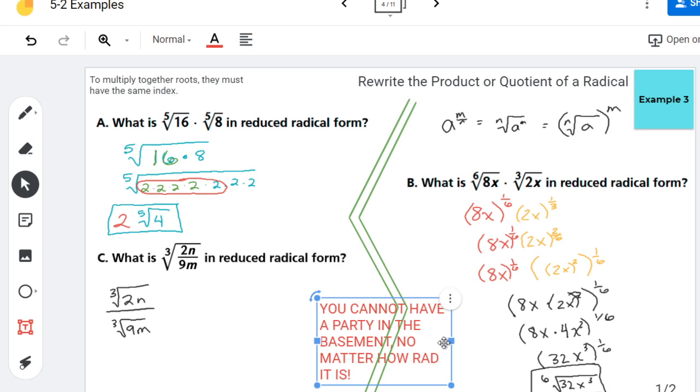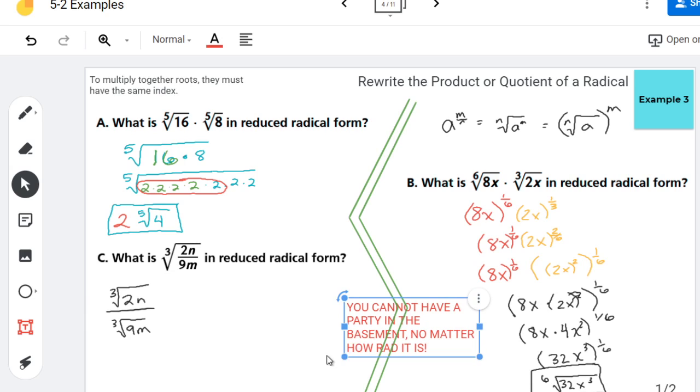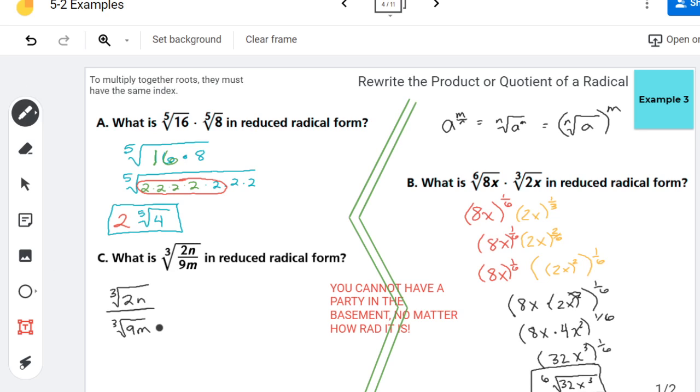Okay, so because I refer to it as a house, remember the denominator of that fraction would now be a basement. And I know y'all's mamas would not let you have a party in your basement, no matter how rad and exciting it is. That's just like this. Okay, I cannot have some kind of root or radical in the denominator of my fraction.